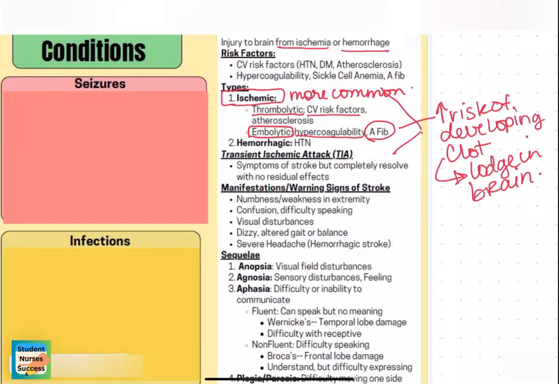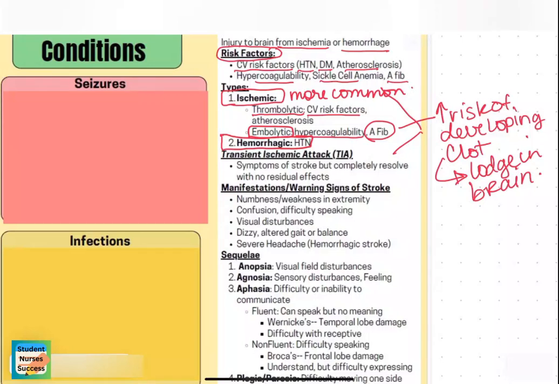So up here, I have the risk factors for strokes, which include cardiovascular risk factors such as high blood pressure, diabetes, and atherosclerosis, which all can narrow arteries and narrow flow of blood to the brain. And then I also have hypercoagulability states; sickle cell anemia, we know, can cause more clotting and ischemic issues, and AFib.